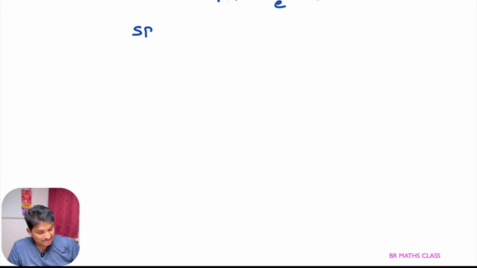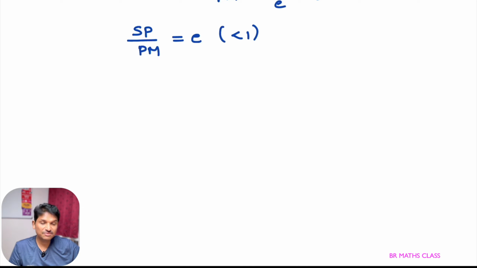See, this is all about the ratio of distances, eccentricity, SP by PM. SP by PM is what? SP by PM is E. In this case, this E value is less than 1. I will just write here, less than 1. I just wrote SP by PM is called eccentricity. In an ellipse, eccentricity is less than 1. Okay. From this, what is SP? SP is E times PM.